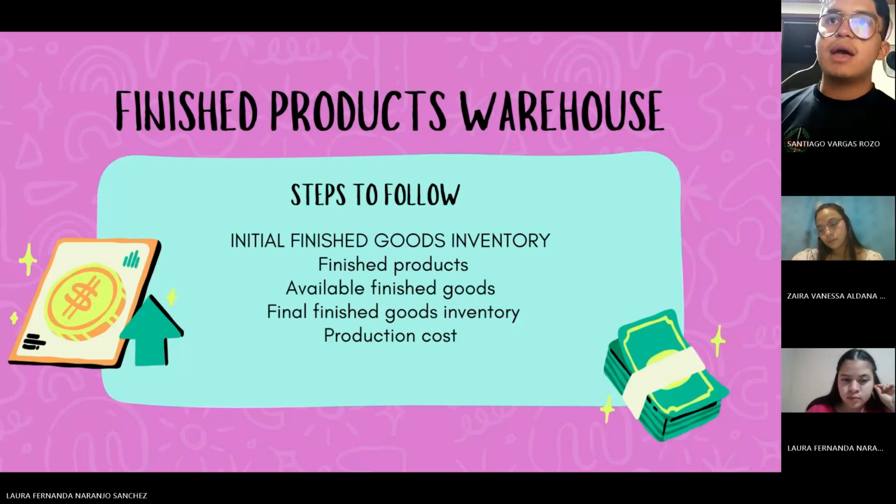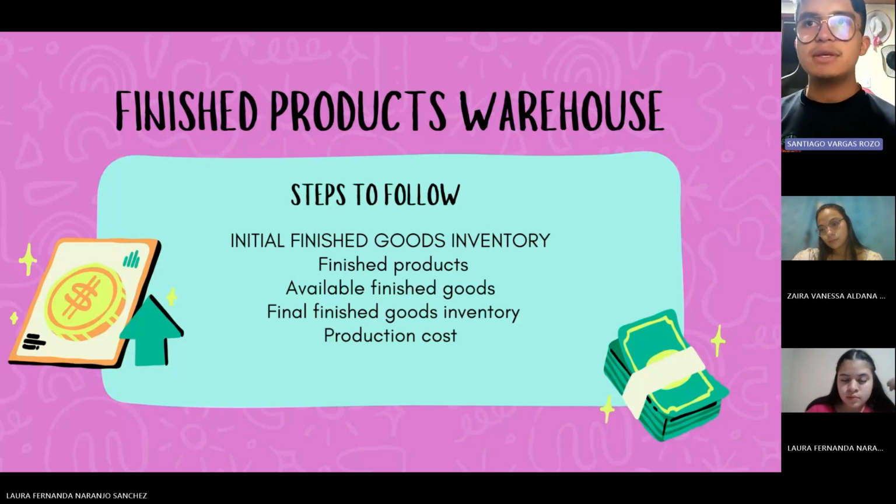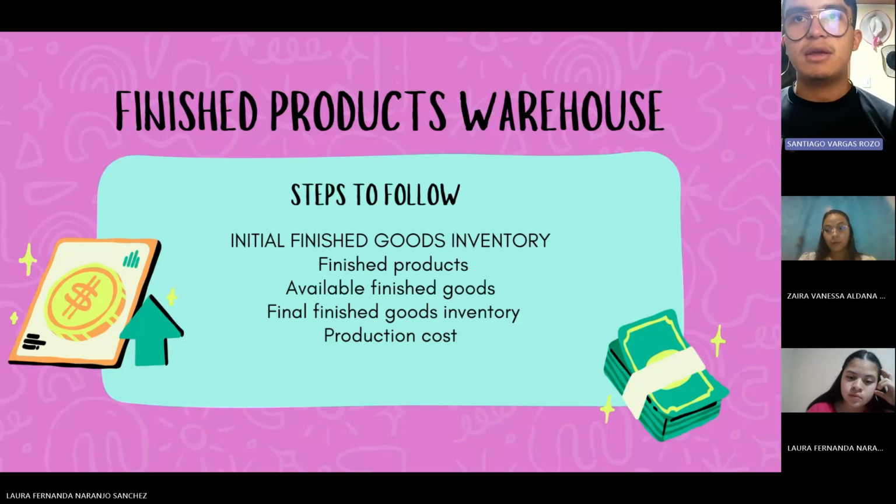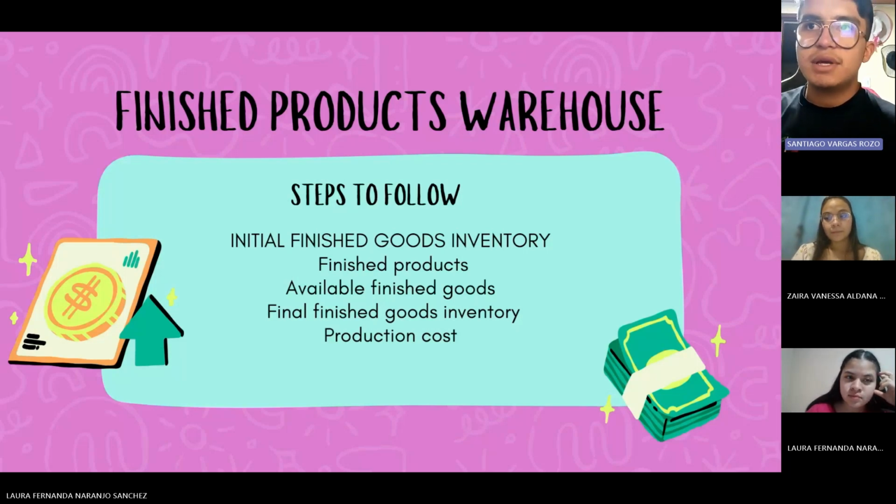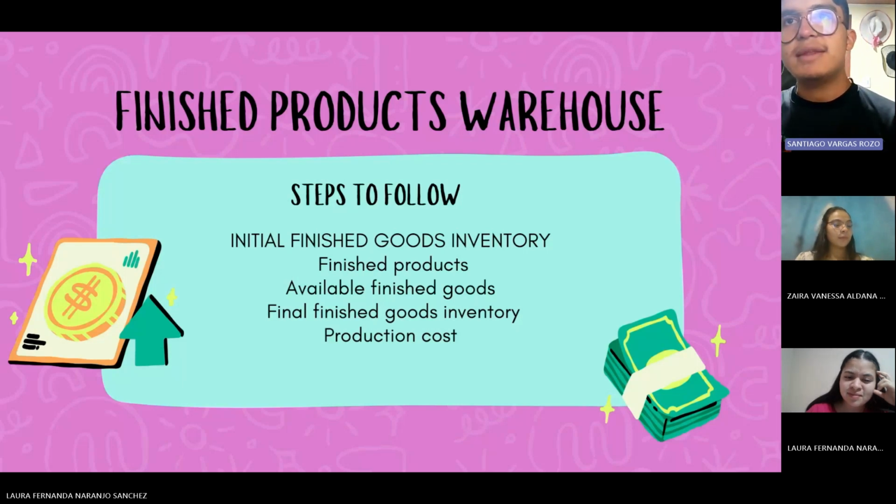And how is the cost of sales calculated? The cost of sales is determined by subtracting the final finished goods inventory from the total available for sale. This data is essential for understanding the profit margin. Okay, the next presentation.